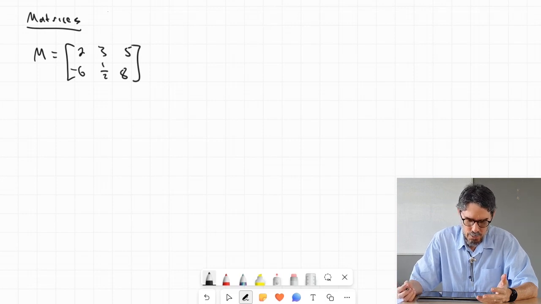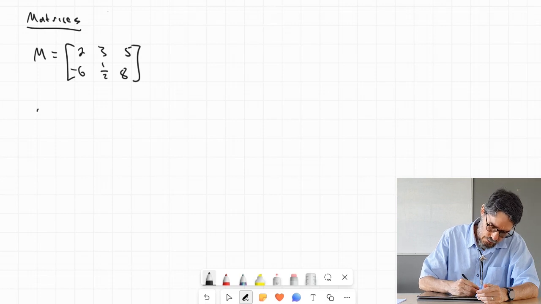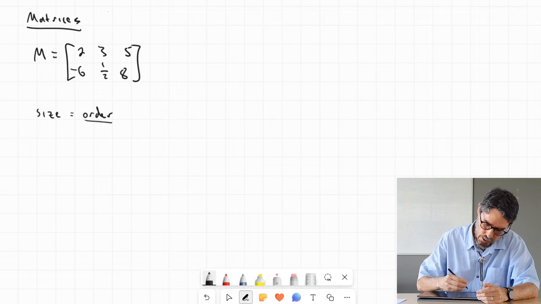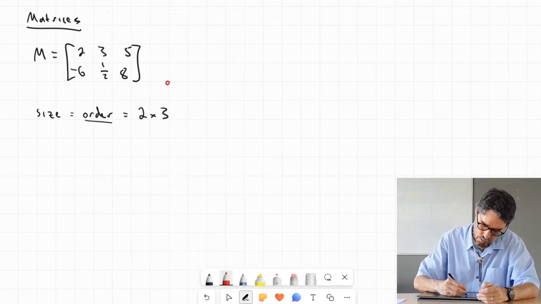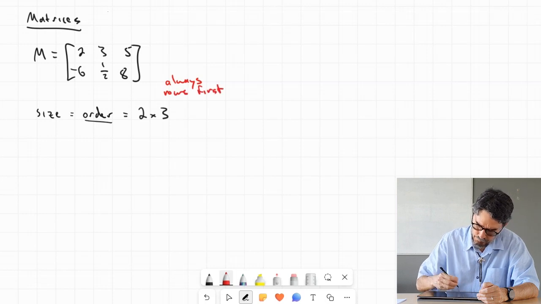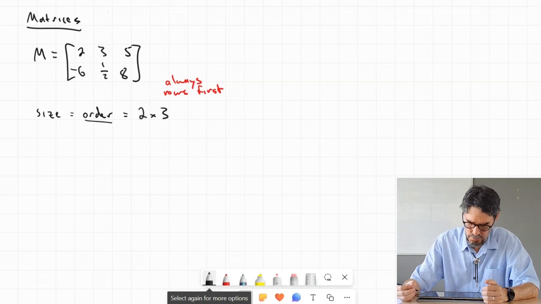What can we say about a matrix? Well, the most important thing here is the size of the matrix. How many numbers have I got? And they're arranged in rows and columns. And we always talk about the rows first, then the columns, always. So if we want to talk about the size of this matrix, the word we actually use is the order. That's the technical name. And the order of this matrix is 2 rows by 3 columns. Notice, always rows first. In fact, that's so important I'm going to write it. Always rows first.